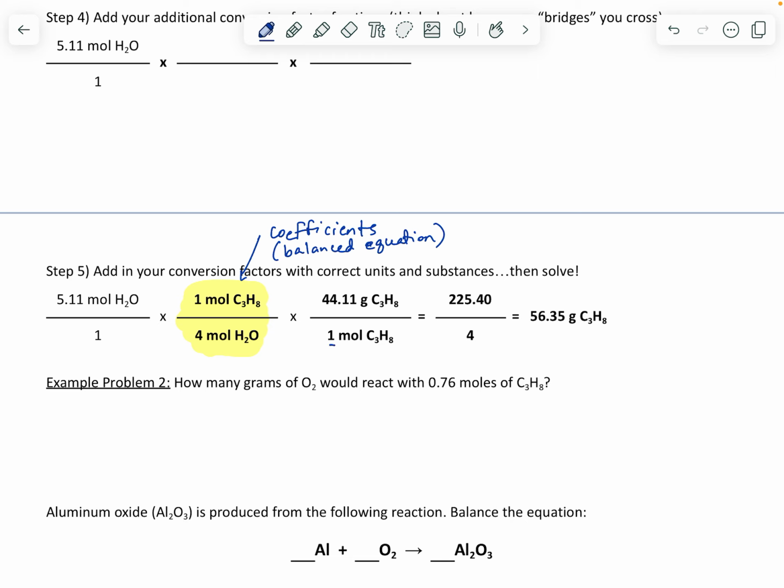And then, of course, all other points outside of this where the mole unit is involved, everything is equal to 1 mole. And that's very similar to last semester. You work through this, and then you end up getting your answer.